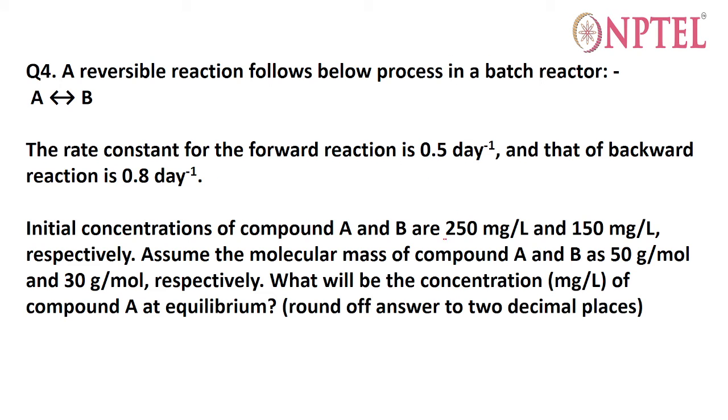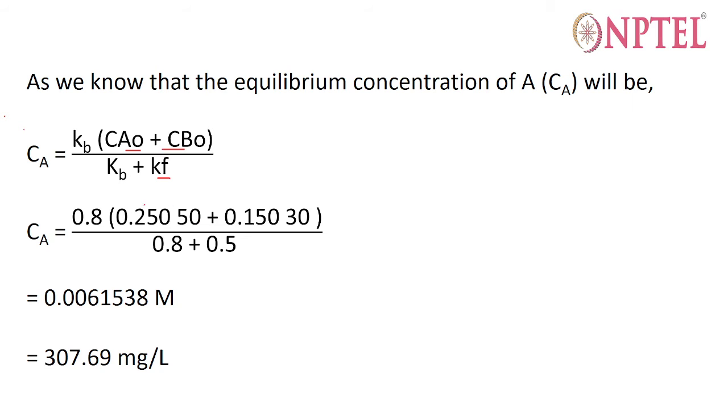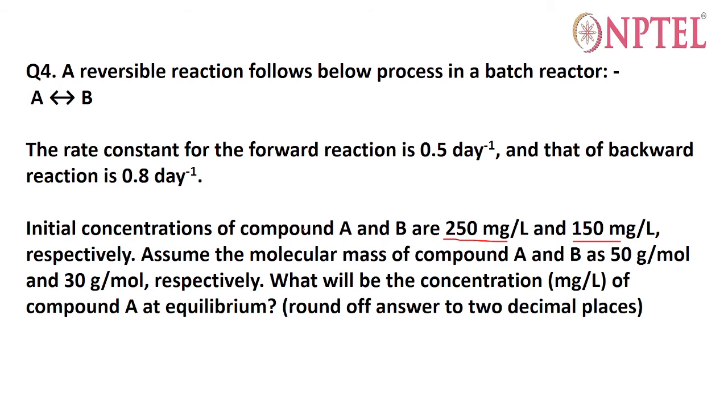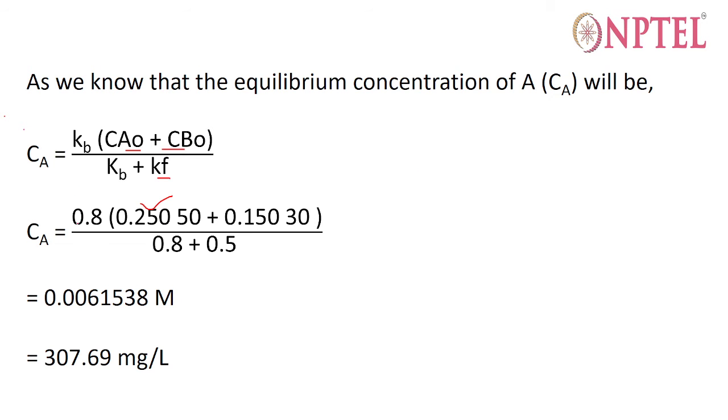Here the initial concentrations were 250 mg per liter and 150 mg per liter. We have converted them into gram per liter. That's why I'm writing 0.250 and 0.150. Then I'm multiplying with K backward 0.8 and K forward 0.5, right? So 0.8 multiplied with this, and then 0.8 plus 0.5, we are getting the answer in molar, right? And then we can convert into mg per liter.